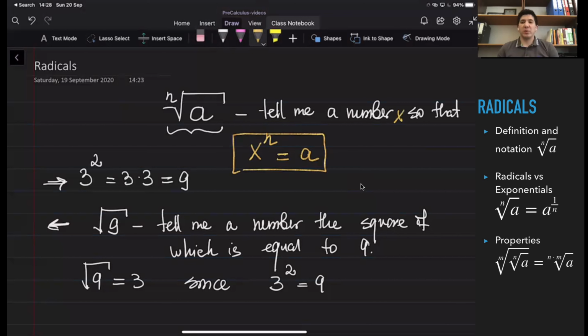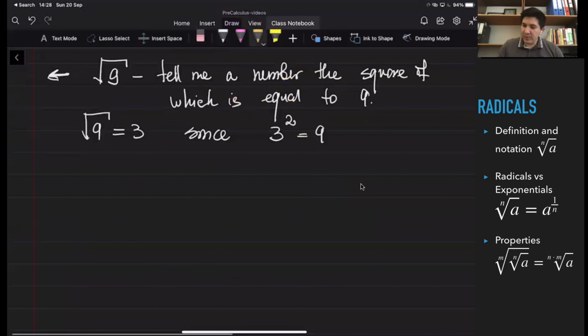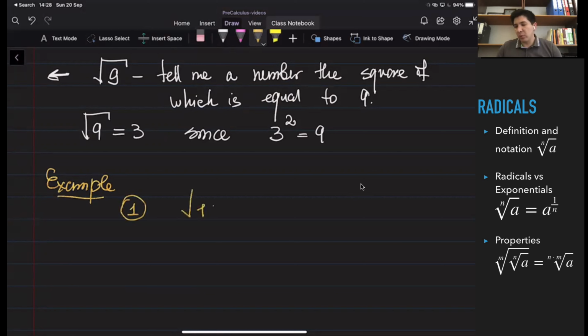Before we proceed to understand the properties of the radicals, I would like to show you a couple of examples. So let's start with the easier ones. Let's say I would like to find the square root of 16. Please know that whenever we are dealing with the square root, we assume that there is a 2 there, but we're not going to write it, since square roots are the most popular radicals. So the square root of 16 is equal to 4.